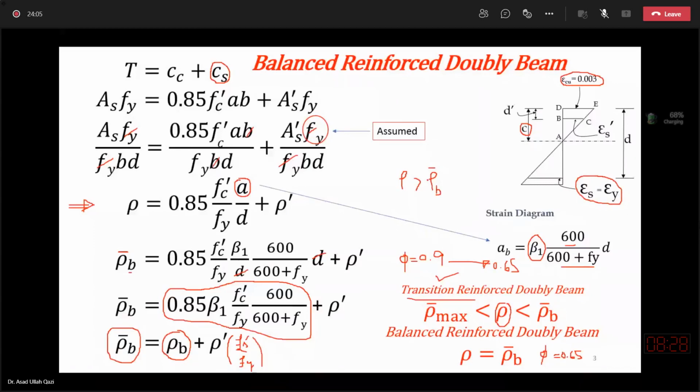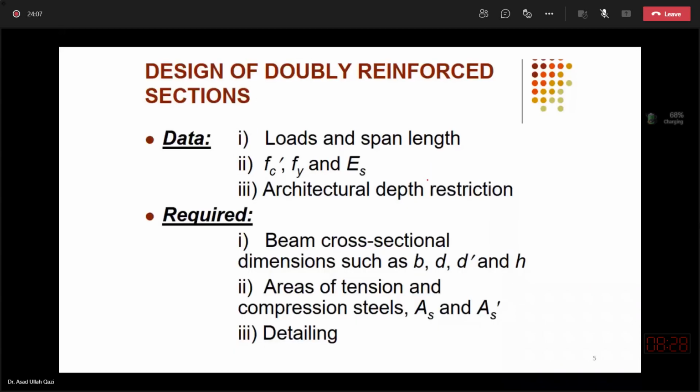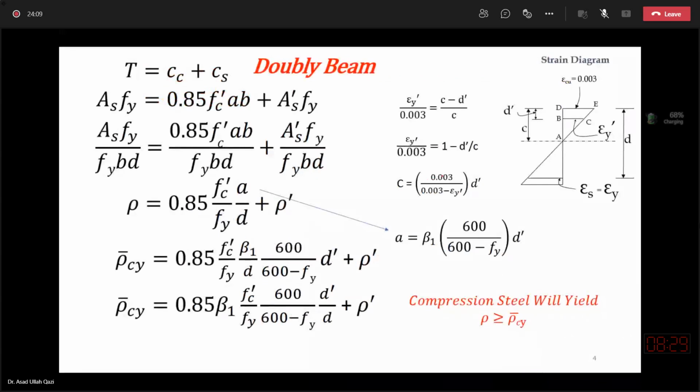Now, an important rho which I want to derive is rho CY. As we are talking about case 1 or case 2, again I will start with the same longitudinal equilibrium equation, T equal to C. Up to this stage, there is no change in the steps which we have performed on slides number 2 and 3.